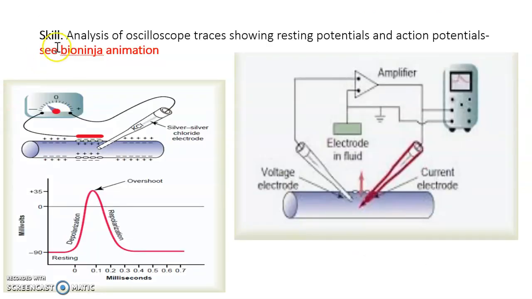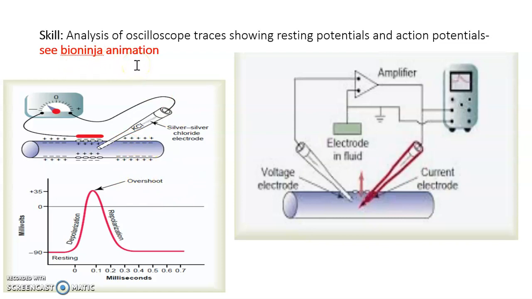The next syllabus statement is a skill. Again, have a look at the BioNinja animation. It's all about looking at oscilloscope traces and looking at the resting potential and the action potential. So we're looking basically at being able to describe this part here becoming more positive. This is more positive because the inside is positive compared to the outside. This is because of sodium moving. It's all about looking at traces and being able to talk about what is causing these events to take place. Have a look at that.